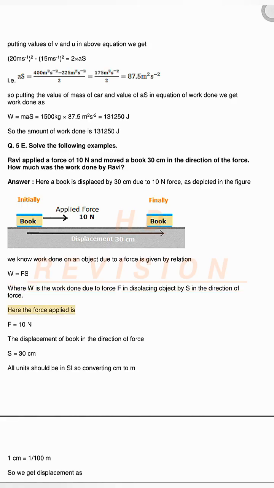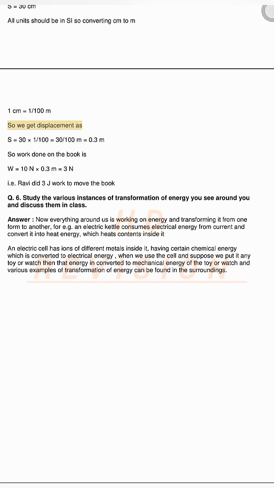Here the force applied is F equals 10 N. The displacement of the book in the direction of force is s equals 30 centimeters. All units should be in SI, so converting cm to m, 1 centimeter equals 1/100th of a meter. So we get displacement as s equals 30 times 1/100th equals 30/100ths of a meter equals 0.3 meters. So the work done on the book is W equals 10 N times 0.3 meters equals 3 J. Ravi did 3 J of work to move the book.